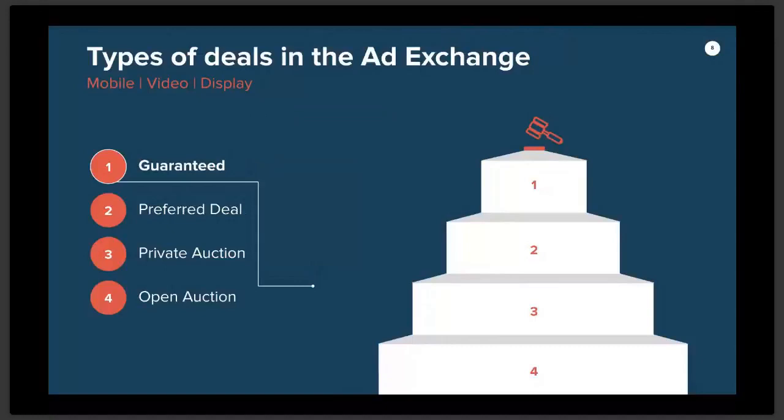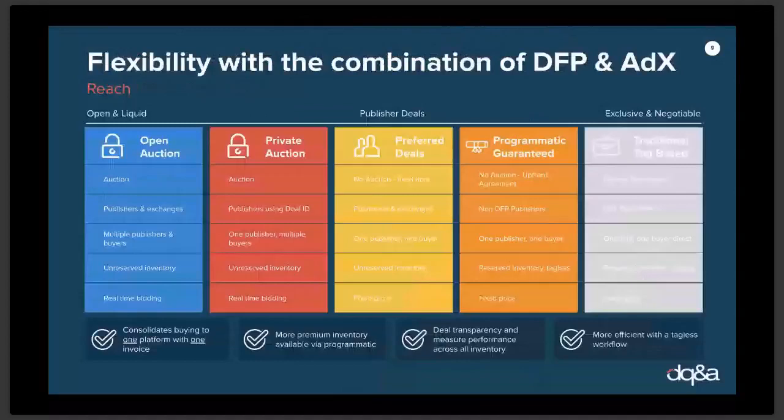So those are basically the 4 types of deals in a big table. In gray, you see the traditional based deals, and basically it's almost the same as programmatic guaranteed, but you don't have to send invoices anymore. The whole business goes through Ad Exchange.